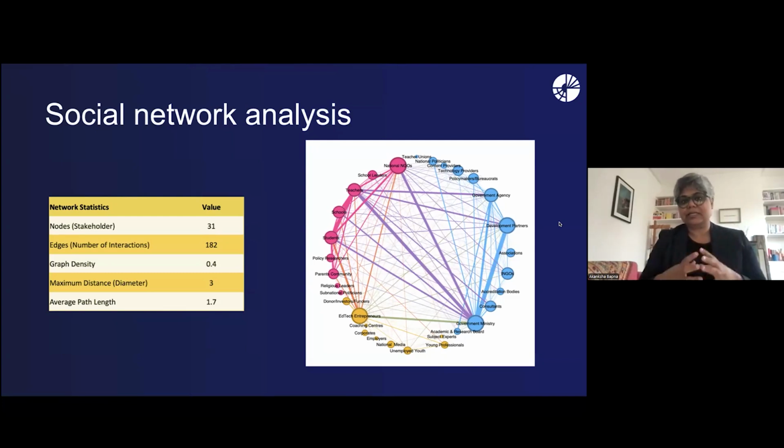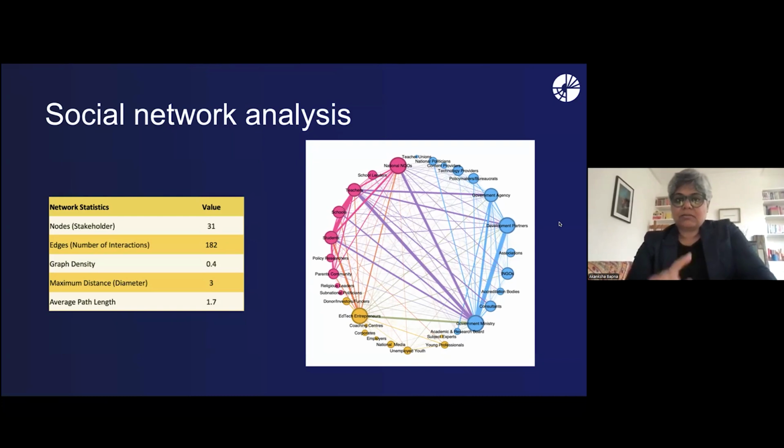So it's a fairly tightly connected set of stakeholders. And if you see some of the larger nodes here, the big ones are obviously national NGOs, development partners, the government, and then tech entrepreneurs.